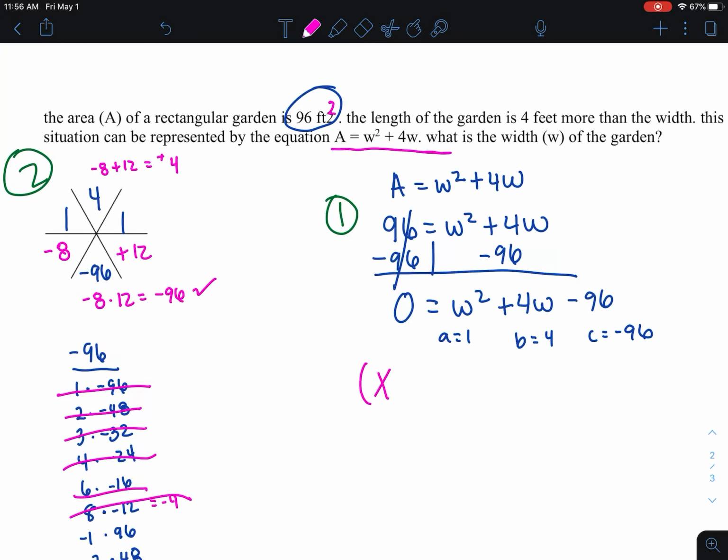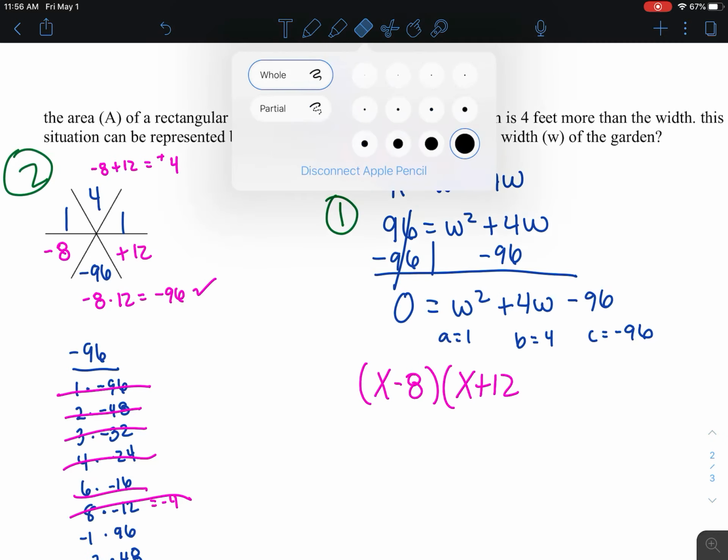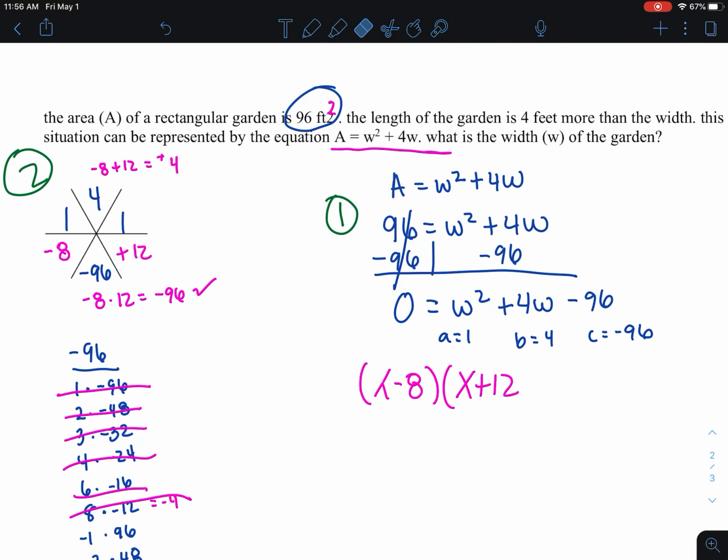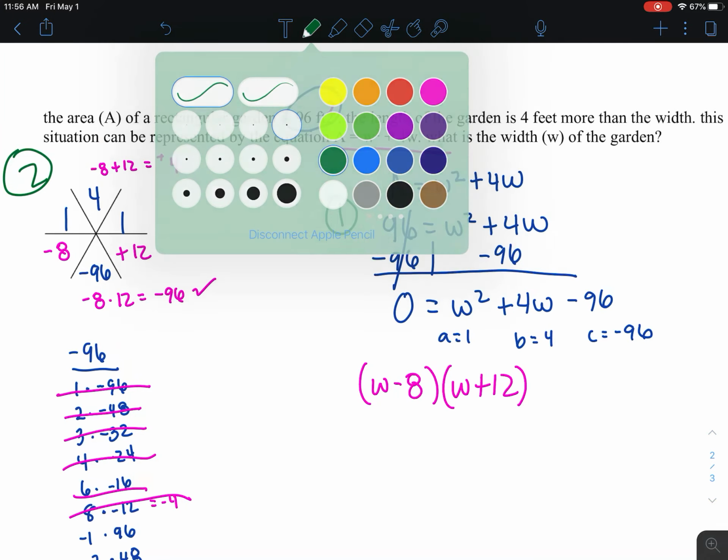Okay, so we're going to write out our factors. x minus 8 and x plus 12. In this case, it's w. I'm going to change it back to w because I don't want us getting confused. But if you want to keep x, you can keep x. It's really no biggie. Just know your x is your width.